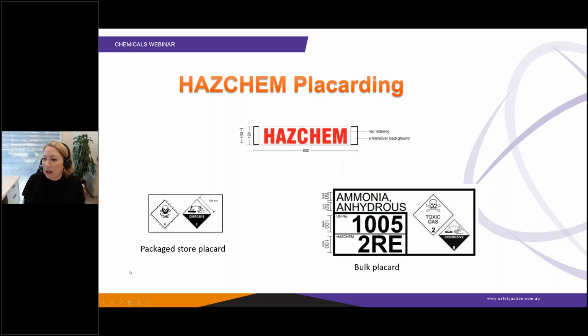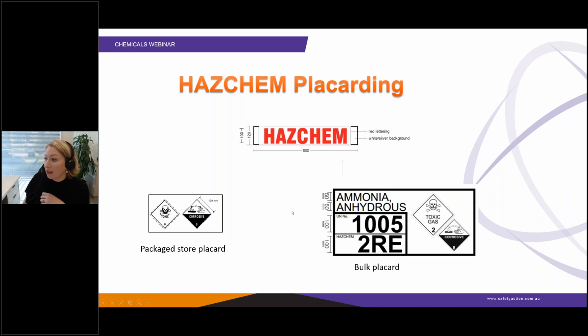The smaller sign on the left, called a packaged store placard, is one placed above the entrances to a building which stores above placarding quantity of packaged dangerous goods. So those are the ones we looked at previously, which are the smaller containers such as drums, cylinders, or small chemical containers. If that area contains more than a specified limit of any particular class of chemical, the diamond for that chemical class will be displayed on the package store placard.